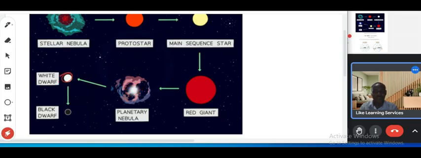Did you hear me? Please confirm if you can hear me from there. Yes, I can hear you. And then that white dwarf will eventually form a black dwarf. That is the end of the star that follows this life cycle. An example is our own sun.